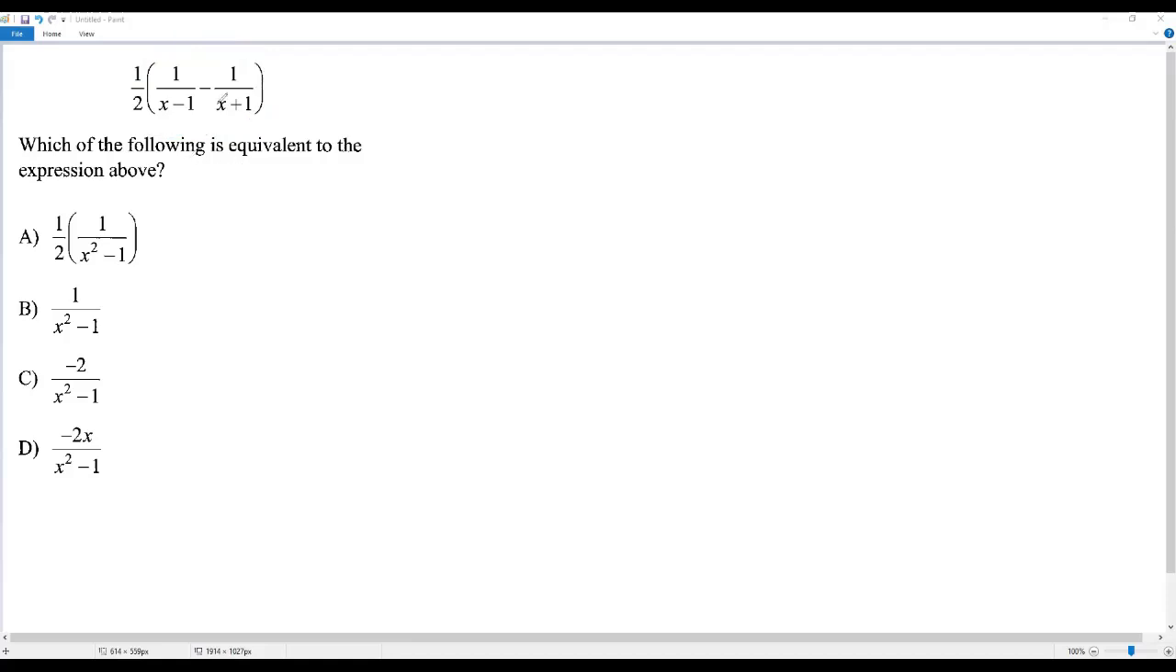So for that, what we have to do is simplify the given expression. Let me write the given expression as it is. That is 1 over 2 times (1 over x minus 1, minus 1 over x plus 1).